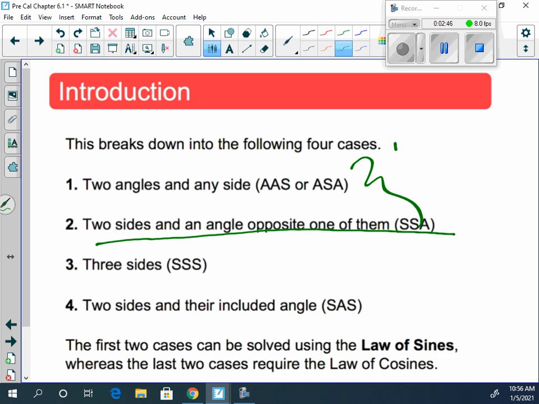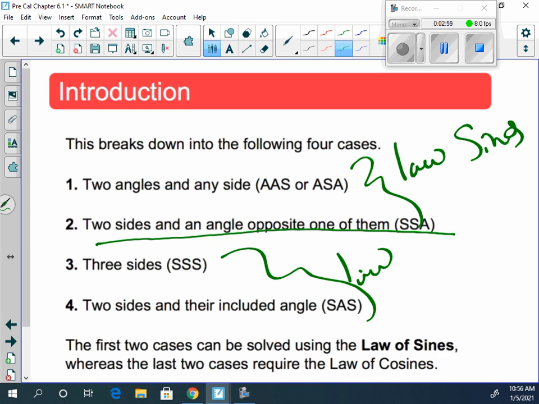Both of these we're going to use law of sines for. Now, if we're given 3 sides or 2 sides with an angle in the middle, we're going to use law of cosines. So if we're given 2 angles and a side, or 2 sides and an angle, we're most likely going to use law of sines.